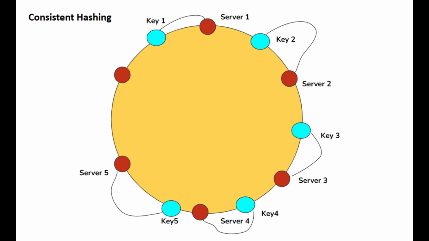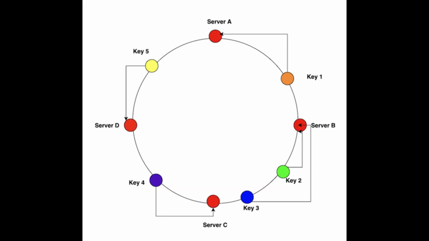Traditional hashing techniques, like modulo hashing, divide the data space into fixed-sized partitions and map each data item to a specific partition based on its hash value. However, this can lead to imbalances when nodes are added or removed from the system, as the mapping of data to partitions gets disrupted. Consistent hashing addresses this issue by providing a more dynamic and scalable approach.